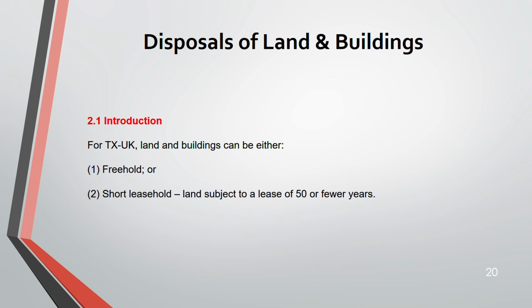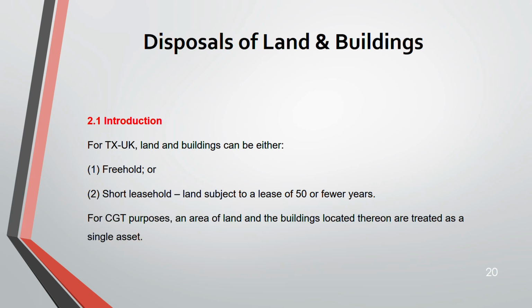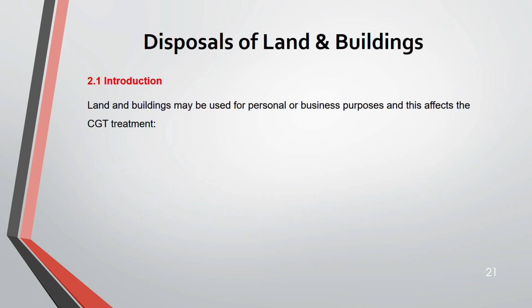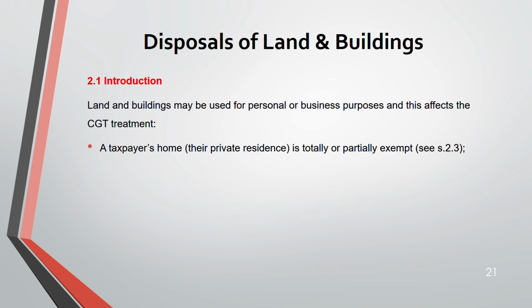Okay. Then for your CGT, an area of land and the buildings located thereon are treated as a single asset. That means the building where you're having a land, for your CGT purpose, it is treated as a single asset. Now, land and buildings could be used for personal or business purpose. Accordingly, it will reflect the CGT treatment.